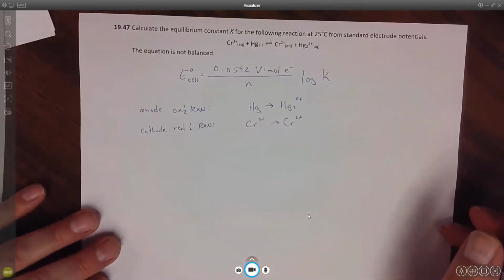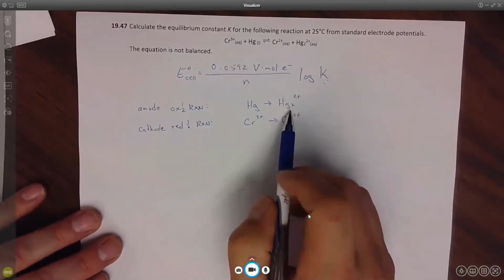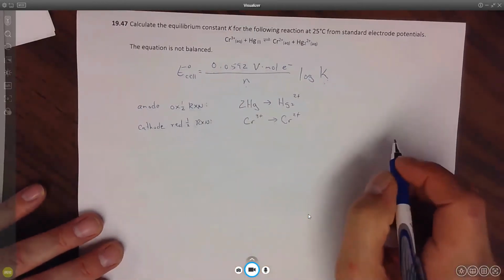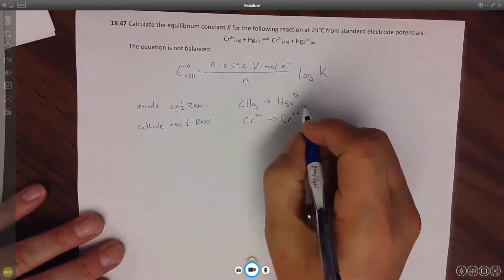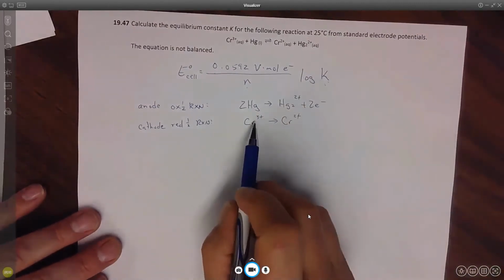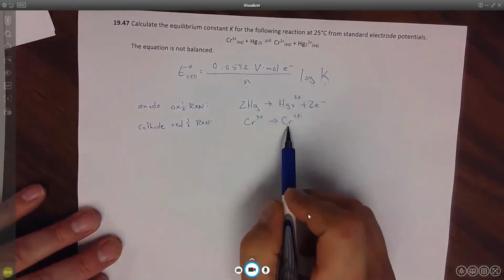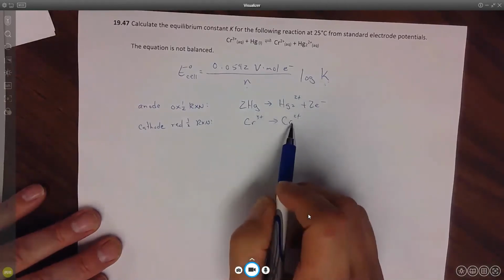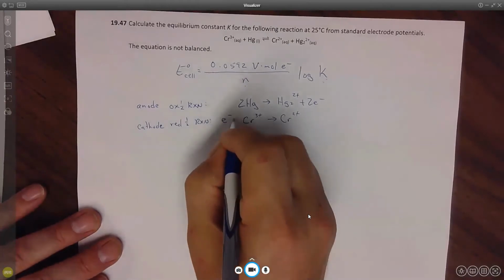We need to both mass and charge balance. So there's 2 mercury, so we're going to have to put a 2 here. This is 0, this is +2, so we'll have to add 2 electrons to this side. In this case, we have 1 chromium each, so that's good. For the charge balance, this is +3, this is +2, so I'll have to add 1 electron to this side.